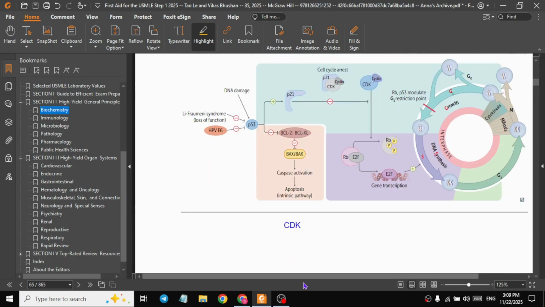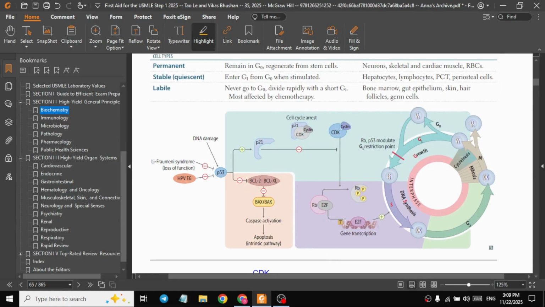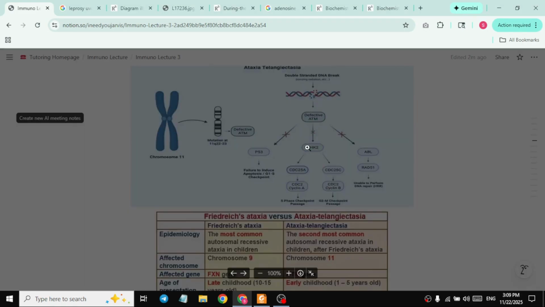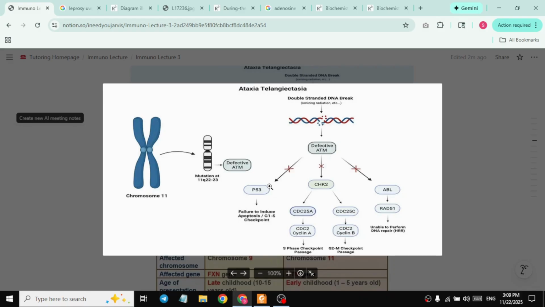So you see how this P53 is working, right? If there's ever DNA damage, it's going to stop the cell cycle and restrict any proliferation, and go into apoptosis and destroy the cell, right? But because of ATM not functioning, you see P53 activation does not occur, right? I also have this diagram right here. So you see defective ATM, failure to induce apoptosis or checkpoints.